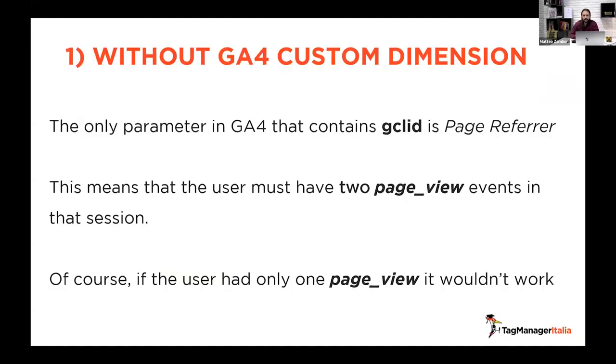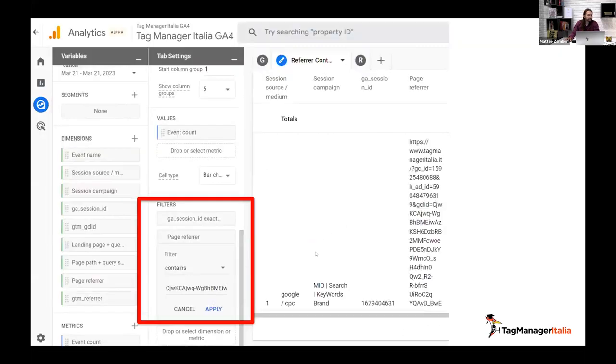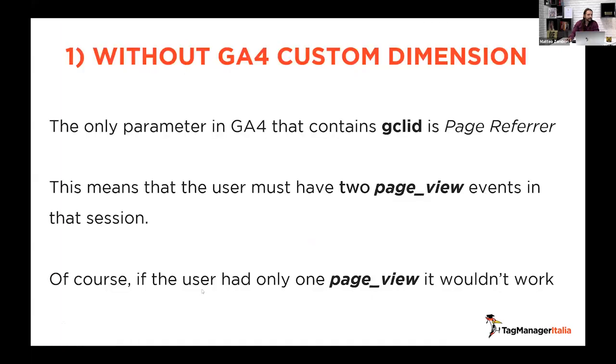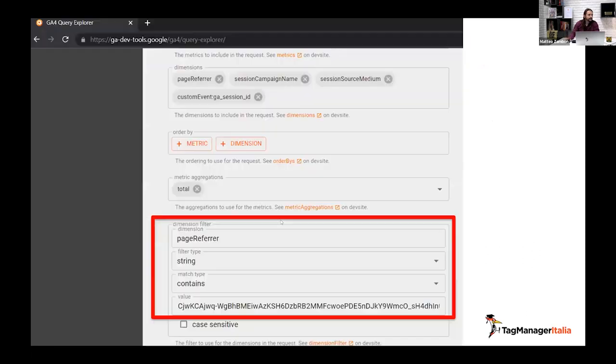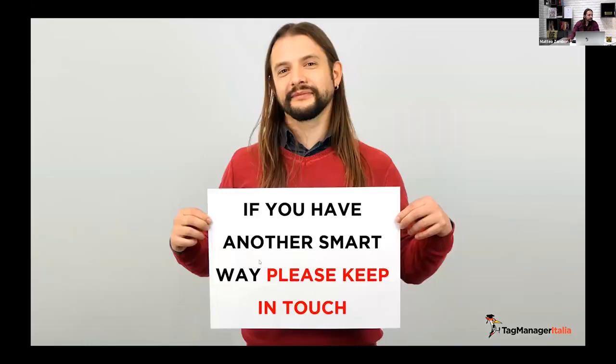The only thing that I can suggest, if you don't use a custom dimension, is the user referral page referrer. In this way, you can filter by referral page and use that information to understand what the campaign name is. It works, of course, in exploration too, but you can use this when the user just has a unique page view. So the problem is this. And by API, of course, it works.